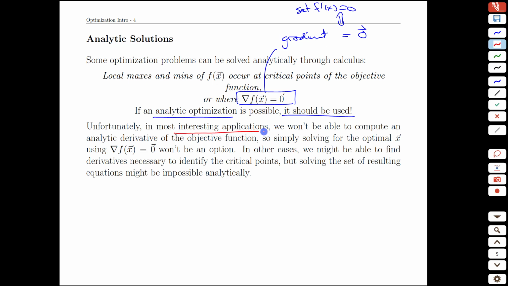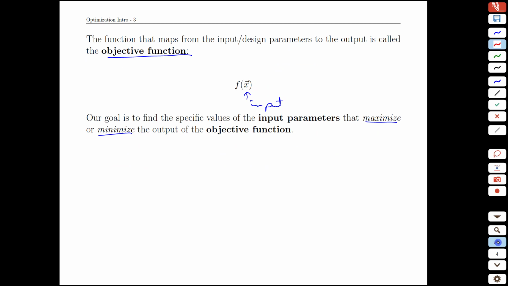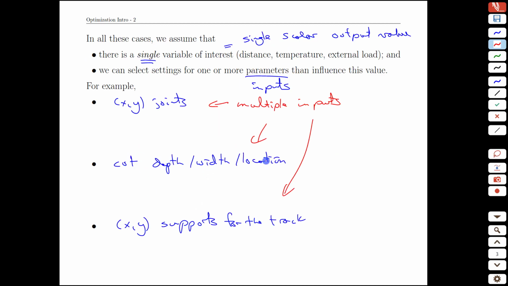However, in most interesting applications, we don't have a formula, or we can't compute its derivative, or any number of obstacles come up in this setup and solving procedure. So this is a great concept. It works when the applications are relatively simple, but thinking back to these kinds of examples, XY joints, cut locations, there is no simple formula that's going to tie those to the output value that we care about. And so finding a derivative doesn't really have any meaning there.